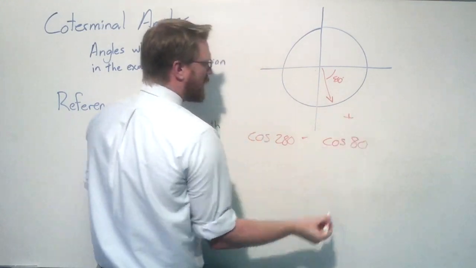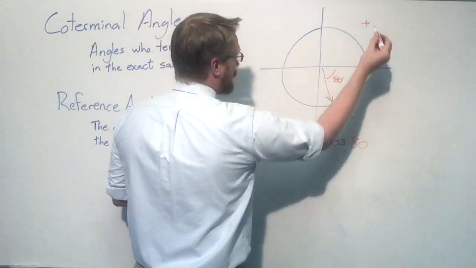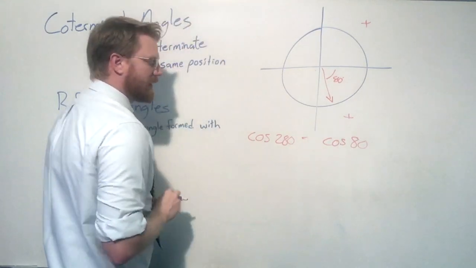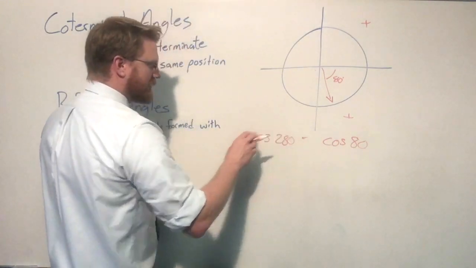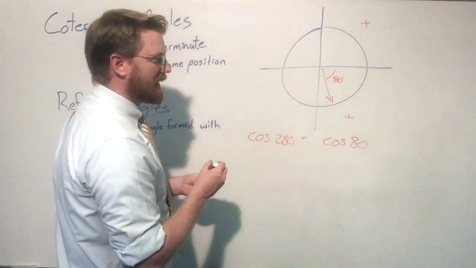Now this is in a positive quadrant for cosine. 80 is in a positive quadrant for cosine. So I don't need to adjust with a negativity in front of that. Those are reference angles. Those would be exact same ratios in a calculator.